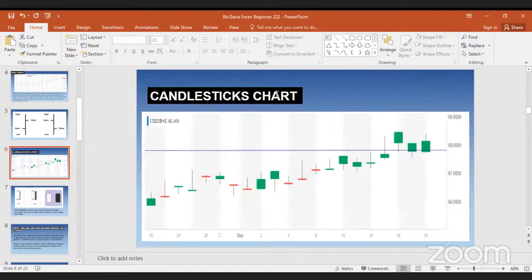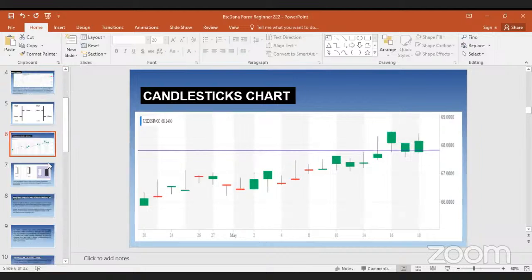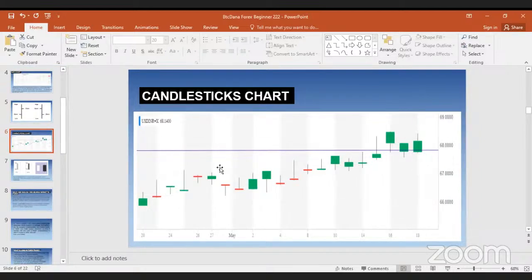Then we have the candlestick chart. This is what a candlestick chart looks like. This is my own favorite chart pattern in forex trading. This is what I use to analyze my market. Out of the three forex charts, you can decide to use any one that you are comfortable with. Like I said at the beginning, I'm going to tell you the one that I myself am comfortable with, and this is the one.